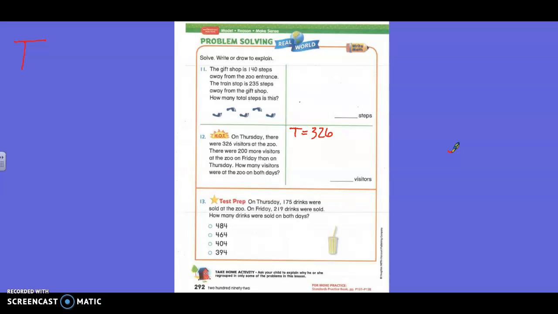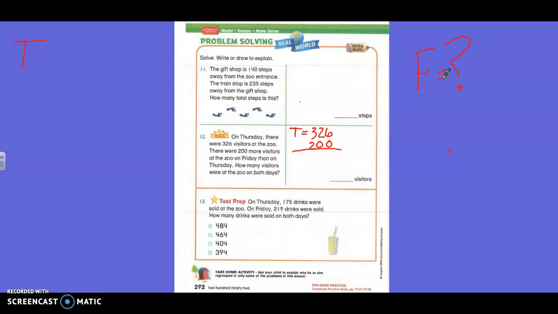There were 200 more visitors at the zoo on Friday than on Thursday. You might think that all we have to do is add 200 and that's our answer. No, because it says there are 200 more visitors on Friday than on Thursday. So yes, we do have to add 200, but that is not our answer for the 2 days. That is just finding us what Friday was. We don't know Friday; it just says there's 200 more than on Thursday.